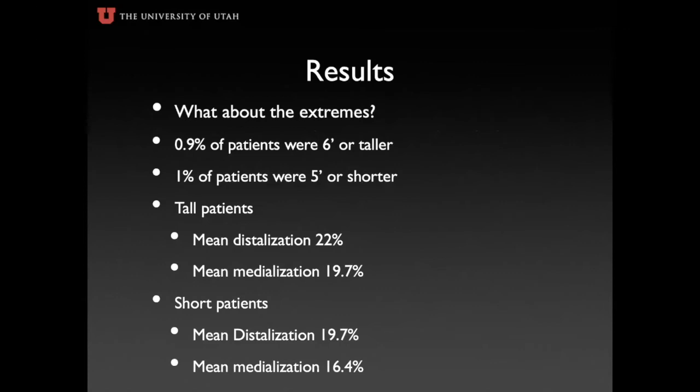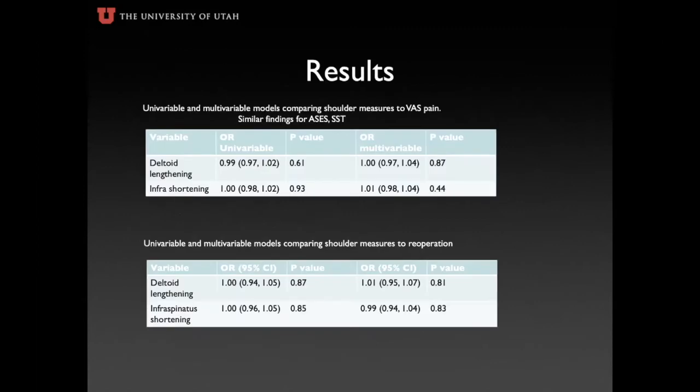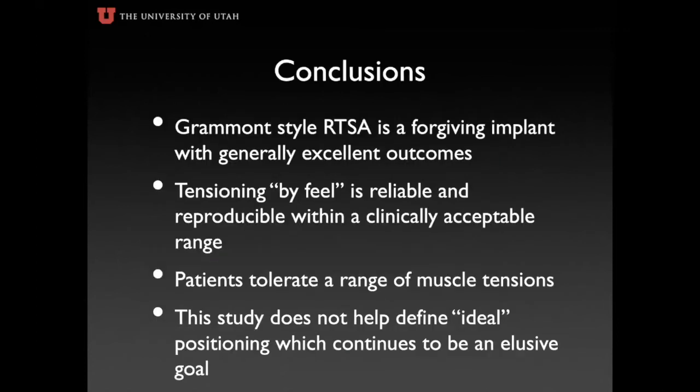What about the extremes? Were these different in the tallest and shortest 1% of patients? We found that the mean within the tall patients and the mean within the short patients fell squarely within one standard deviation of the overall group. So again, there was no difference here, no outliers based on the outliers in height for the patients. We did not find a relationship between outcomes and the percent change in the muscle length, or a relationship between reoperation and the percent change in the muscle length.